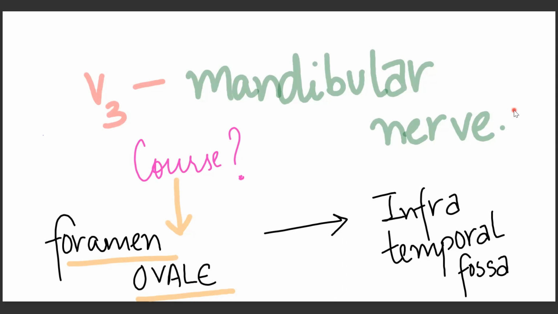So moving on to the mandibular nerve. Course: as I said, the maxillary nerve passes through the foramen rotundum. The mandibular nerve passes through the foramen ovale. After passing through the foramen ovale, it moves into the infratemporal fossa. So I told you F and F. In maxillary, it was foramen rotundum. Here it is foramen ovale. And then the fossa involved in maxillary was the pterygopalatine fossa. And in mandibular, it is the infratemporal fossa. So now you can relate those two.